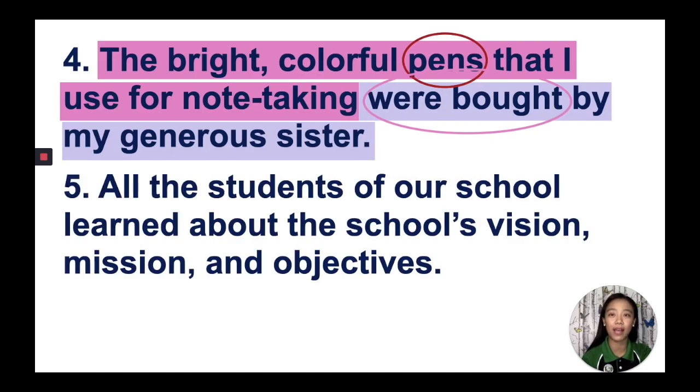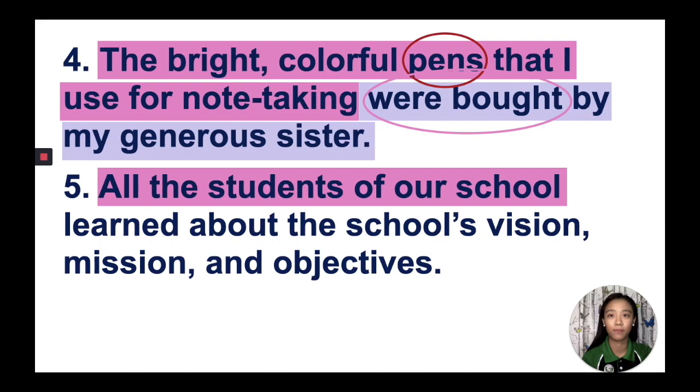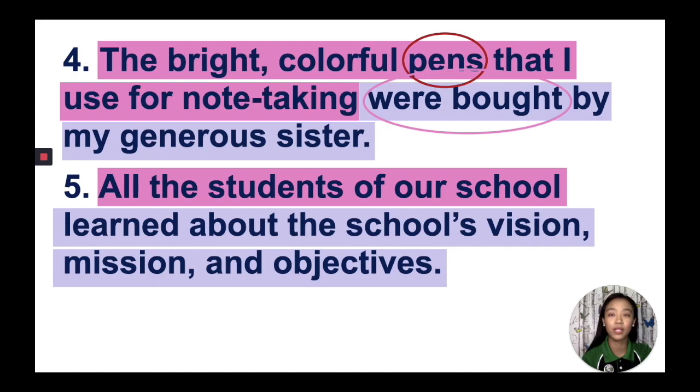Last item, number 5. All the students of our school learned about the school's vision, mission, and objectives. Pause this video as you try to identify the complete subject, complete predicate, simple subject, and simple predicate. Let's answer. The complete subject in this sentence is all the students of our school. The complete predicate is the verb phrase learned about the school's vision, mission, and objectives. The simple subject is students, and the simple predicate is the verb learned.